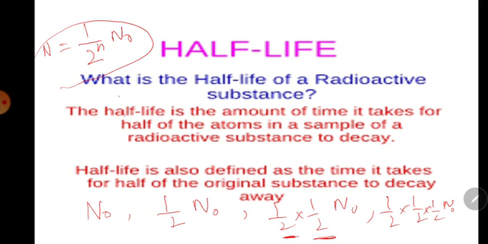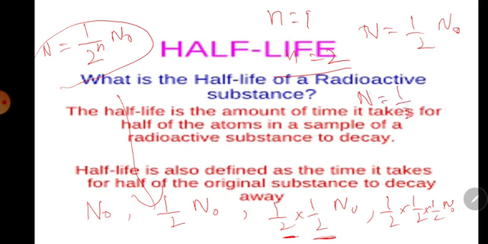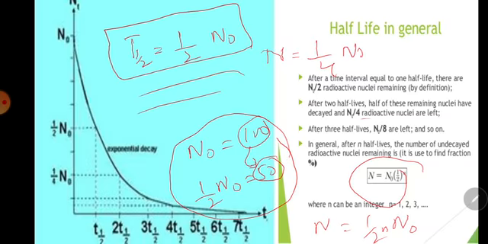For the first half-life, we must obtain N is equal to 1/2 N naught when you put n equal to 1. For n equal to 2, we will write N is equal to (1/2) squared N naught, and so on. So half-life is the duration of time during which the element is reduced to its half.